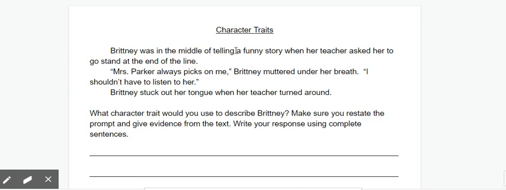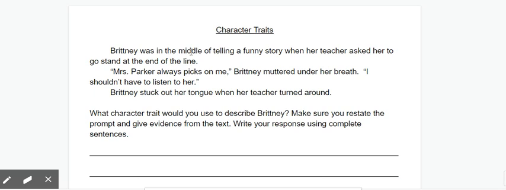So what we're going to do is practice giving a character trait and then giving evidence. So we read this story, and this story is about Brittany. Brittany was in the middle of telling a funny story when her teacher asked her to go stand at the end of the line. "Mrs. Parker always picks on me," Brittany muttered under her breath. "I shouldn't have to listen to her." Brittany stuck out her tongue when her teacher turned around.